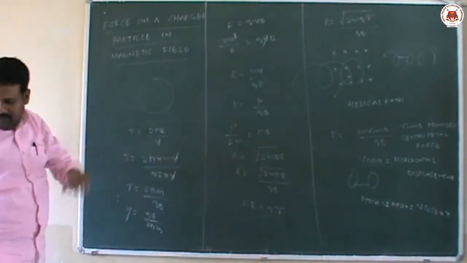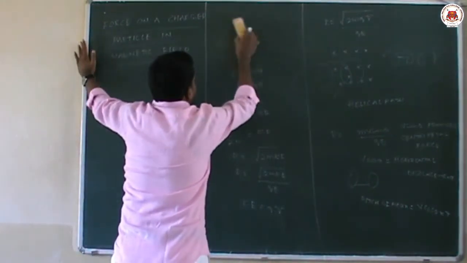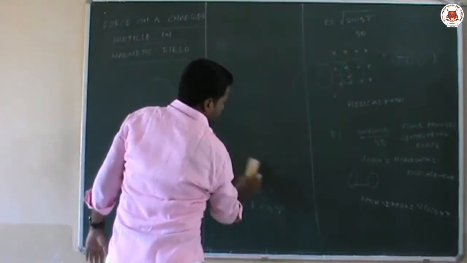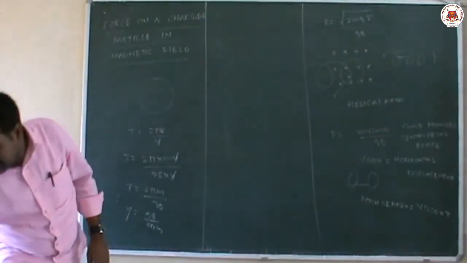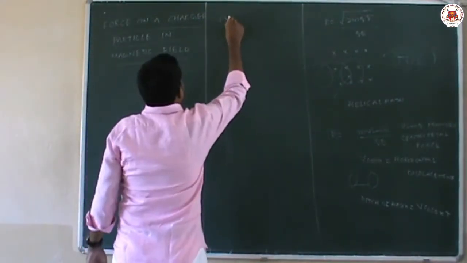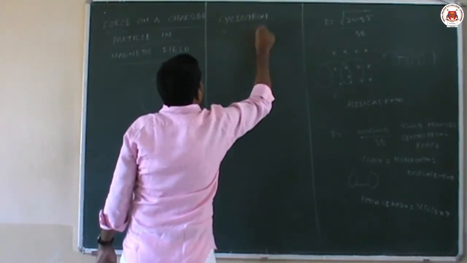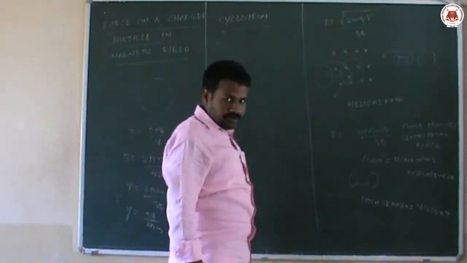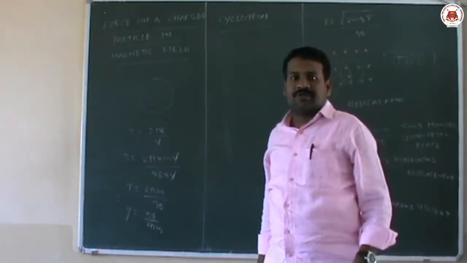Therefore, this frequency is also called cyclotron frequency. What is a cyclotron? A cyclotron is a device which is used to accelerate charged particles.